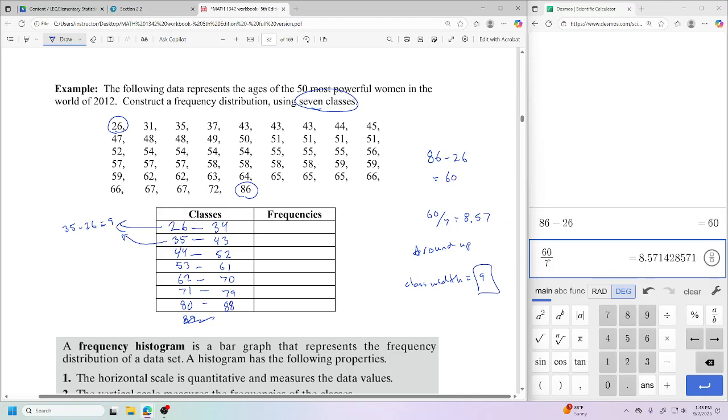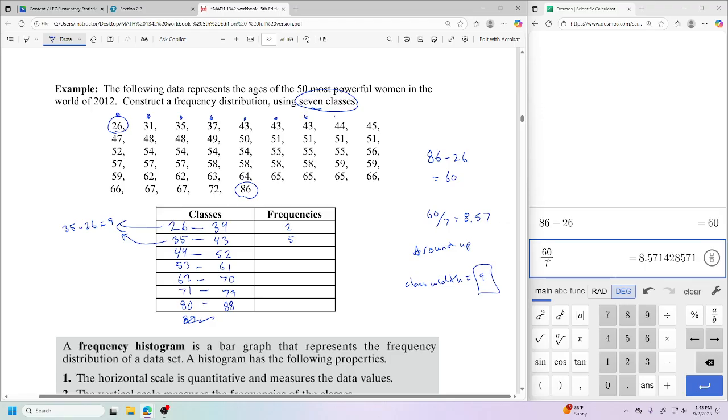Now we're going to start seeing how many are in each group. We're going to start tallying it up. So 26 all the way to 34. 1, 2. Is it just 2? Are y'all verifying with me? See how we're counting? Hello. 35 to 43. 1, 2, 3, 4, 5. Yep.